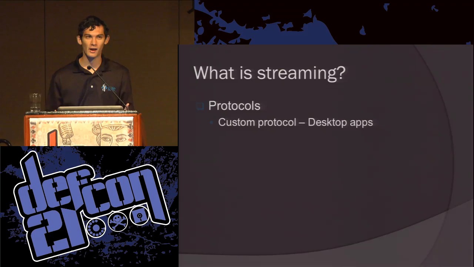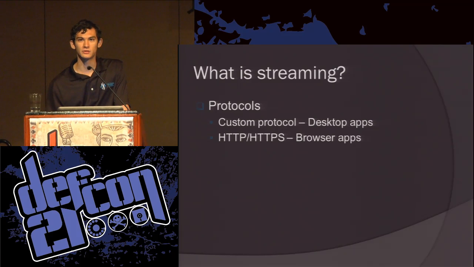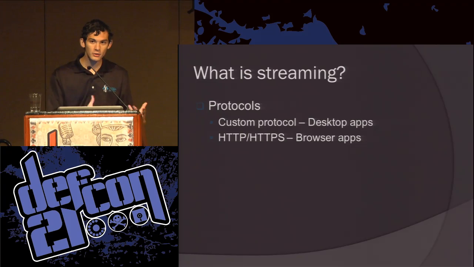However, I've noticed that some services like Last.fm use HTTP or HTTPS because they don't want to write their own custom protocol. This is typically what you see in some browser-based applications. So the regular Pandora app, SoundCloud, these guys are going to be using HTTP and HTTPS. And this is because they don't want to do extra coding. The browser does it all for you. Why would you want to do it yourself?